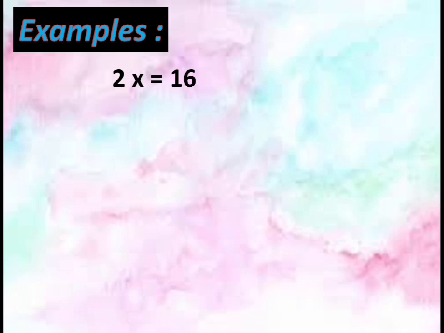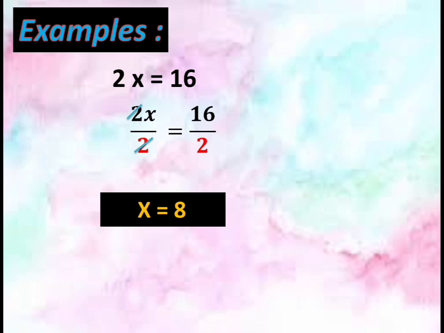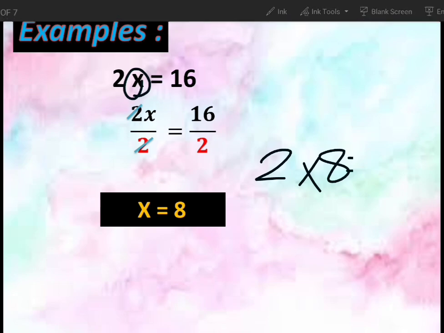So how can I get rid of the multiplication? Yes, the opposite of multiplication is division. So if I divide by 2 on both sides, 2 will cancel with 2. So the remaining will be x. 16 divided by 2 will be 8. So x equals 8. To check, I just put 8 instead of x. So 2 multiplied by 8 equals 16.